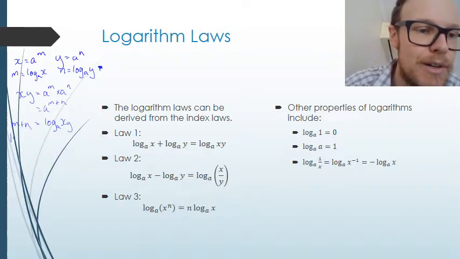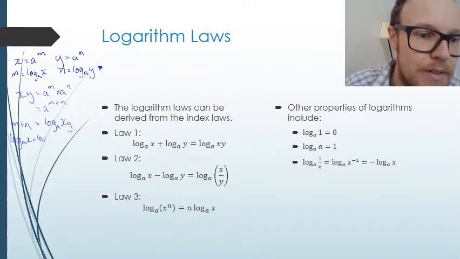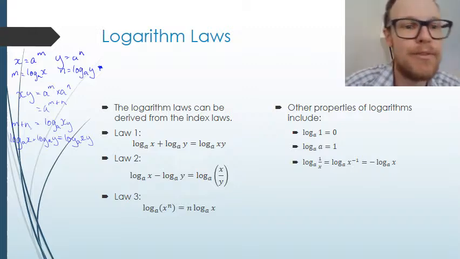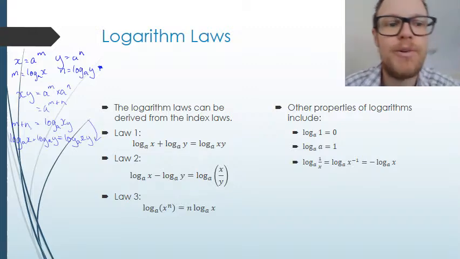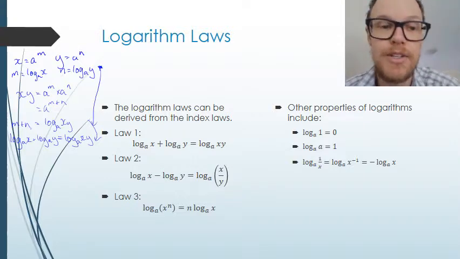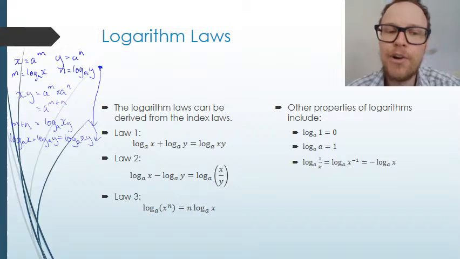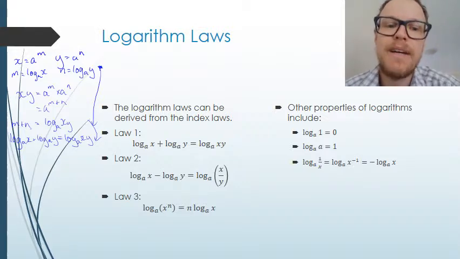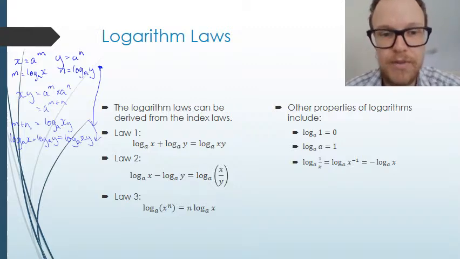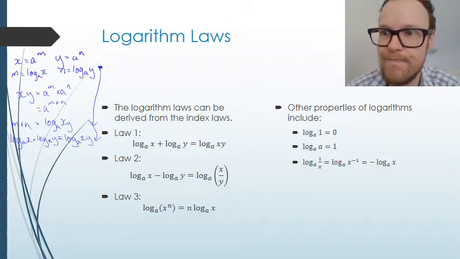So I get log to the base a of x plus log to the base a of y, and that is equal to log to the base a of xy. In going from this step to this step, all I've done is substitute these values into that equation. I'm not going to derive log law 2. It's very similar, except it uses index law 2 rather than index law 1.